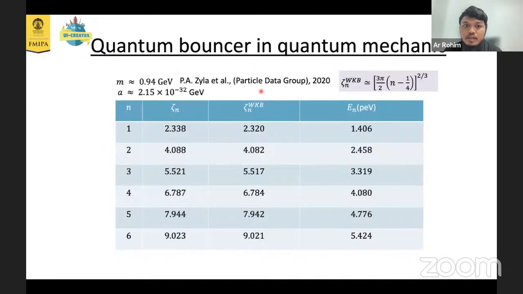And we also tried to apply the result to ultra-cold neutrons. This one represents the zeros of the Airy functions, as we discussed last week. This column represents the numerical analysis, I mean the exact result, and this column represents the approximate result. From the results, we can obtain the energy levels for ultra-cold neutrons. In this case, I use the Particle Data Group 2020.